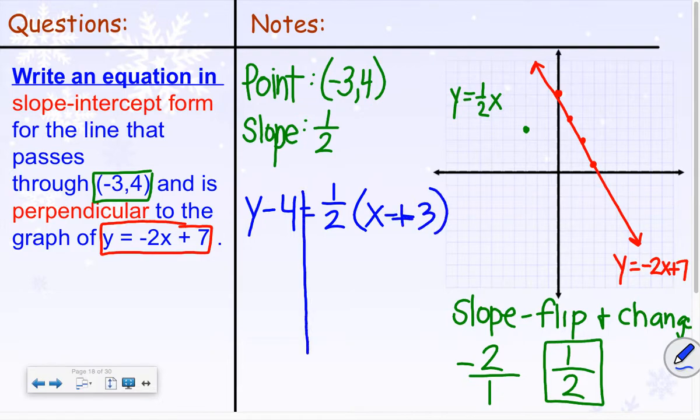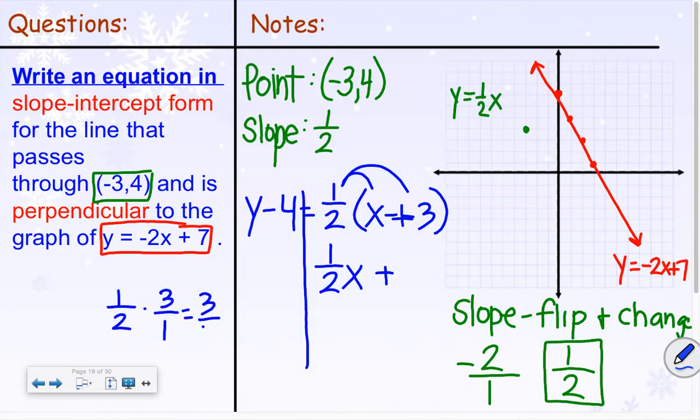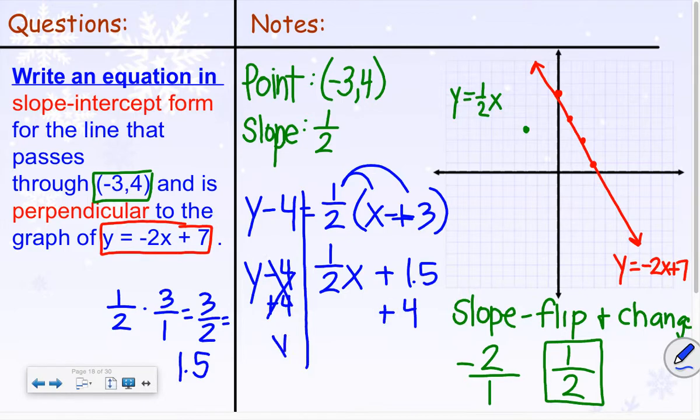And solve to get it into slope-intercept form. So off to the side here, I'm going to do 1/2 times 3, or 3/1. Now I'm ending up with 3/2. I think it's easiest for your y-intercept to have it as a decimal. So let's turn that into 1.5. Then we can easily add 4 to both sides. And 4 and 1.5 make 5.5.